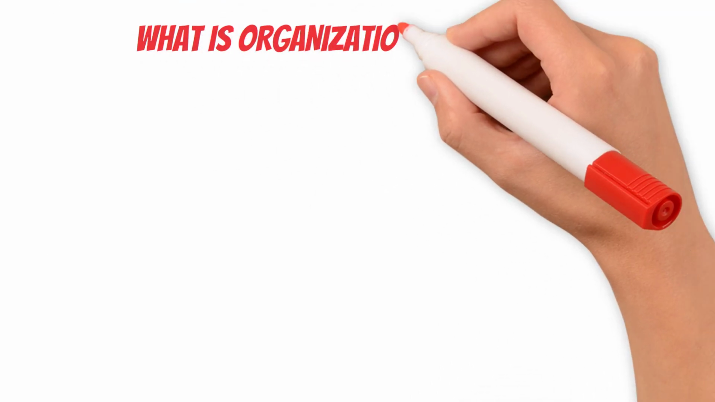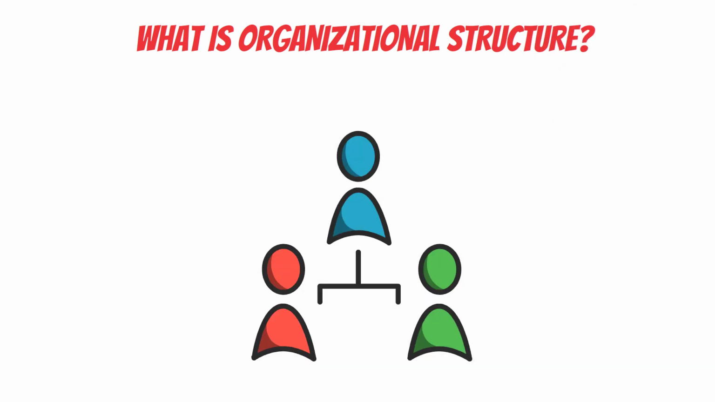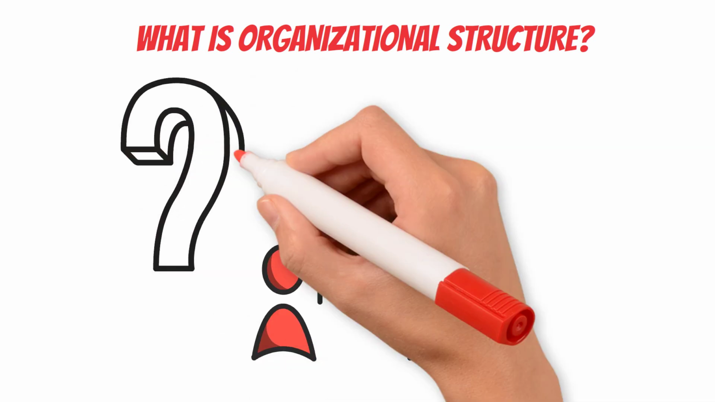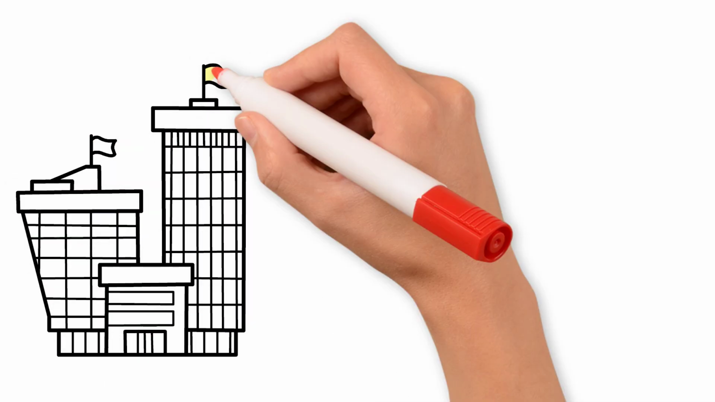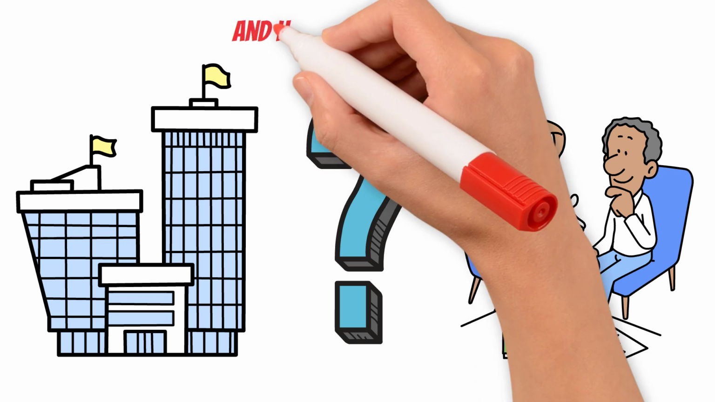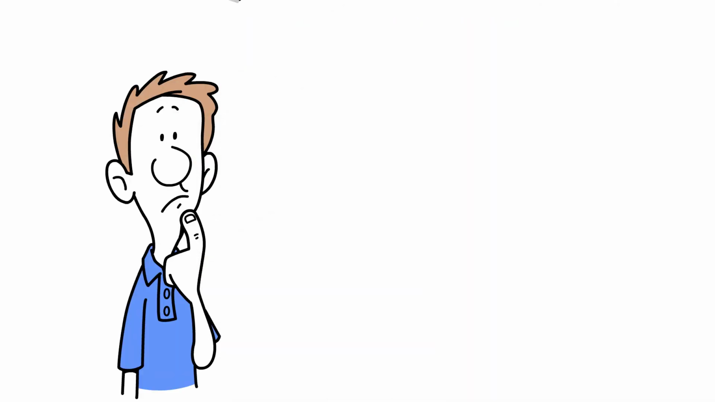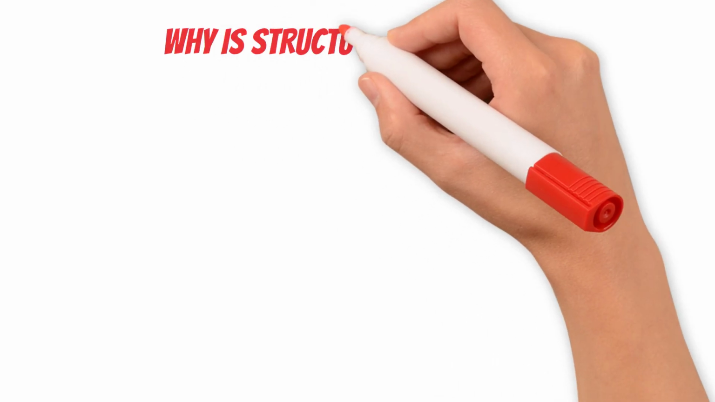What is organizational structure? Definition. Organizational structure is the system that outlines how certain activities are directed in order to achieve the goals of an organization. In simple words, it's how a company is built. Who does what, who reports to whom, and how everything connects. Think of it as a company's skeleton. It holds everything together.